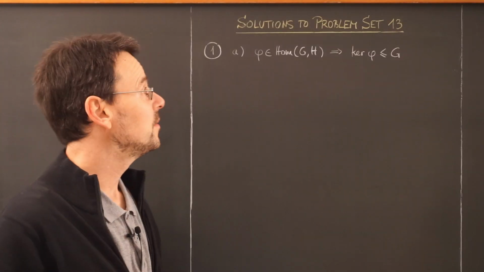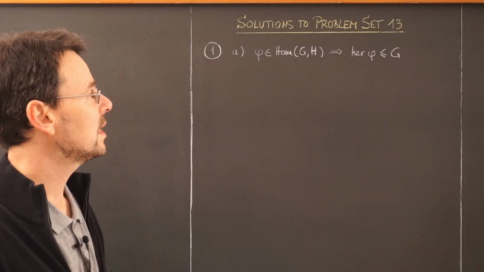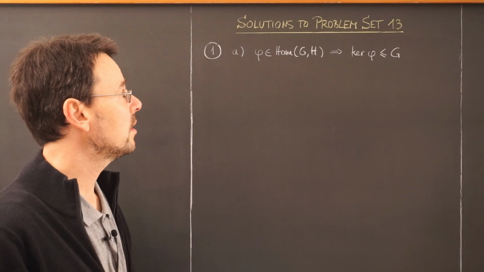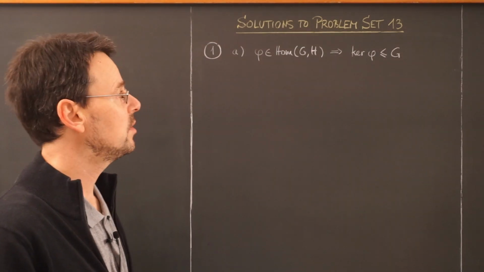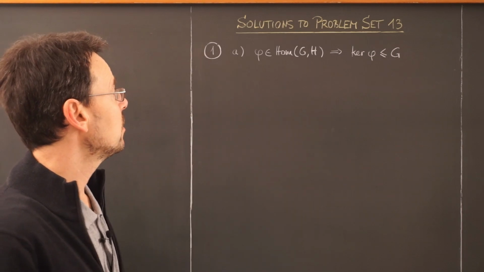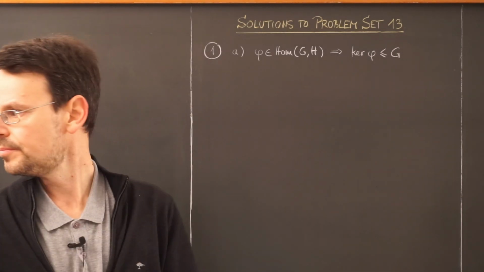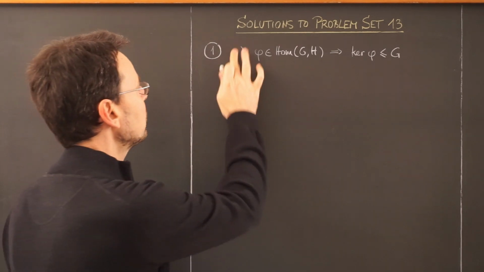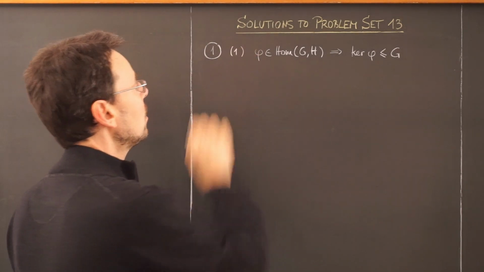Hello there. Solution video to problem set number 13, where we take a closer look at kernels and images of homomorphisms. Exercise 1 is simply to prove, it's not A, it's 1.